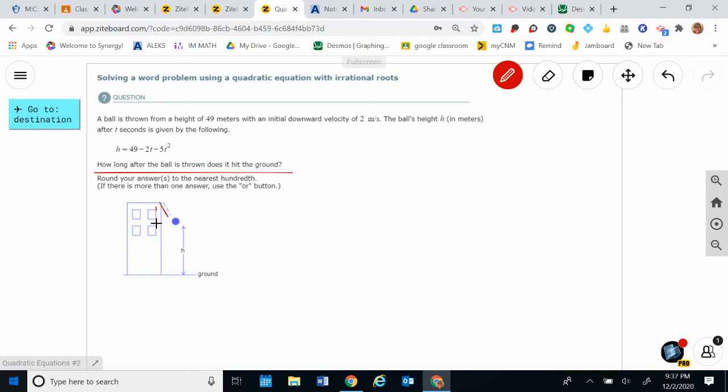Well, tell me, what is the height when the ball hits the ground? h is equal to 0. That's what it's really asking. And it says how long, so we're looking for t. When it hits the ground, the height is 0. So 0 equals 49 minus 2t minus 5t squared. And now you need to rearrange it in order.